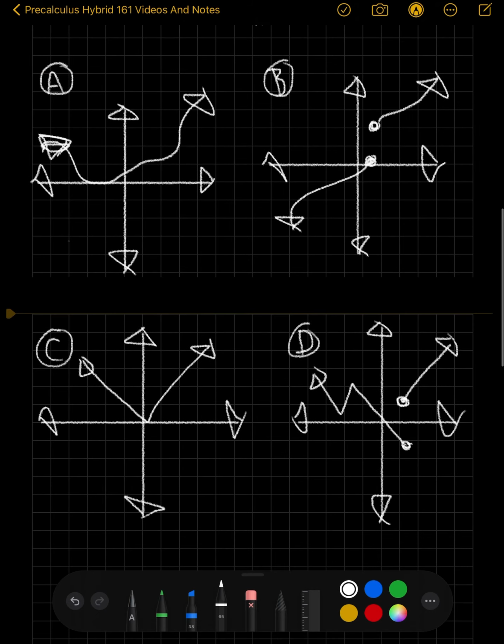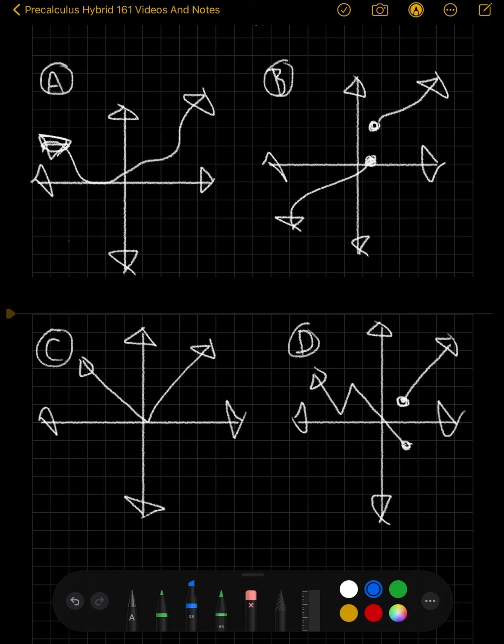I want you to take a look and tell me which of these graphs would be a polynomial graph. And then I also want you to think about why, if it's not a polynomial, why it's not a polynomial. So I'll suggest that you pause the video and see if you can identify which of these graphs are polynomials and which are not. Did you pause? Are you back? Are you ready for the answer?